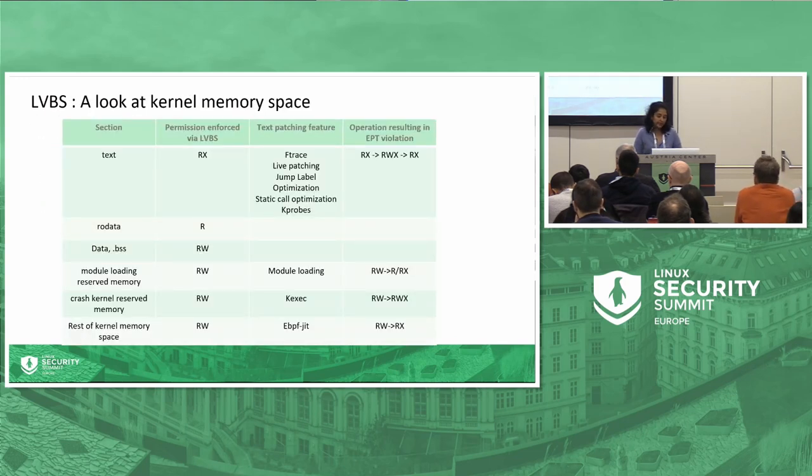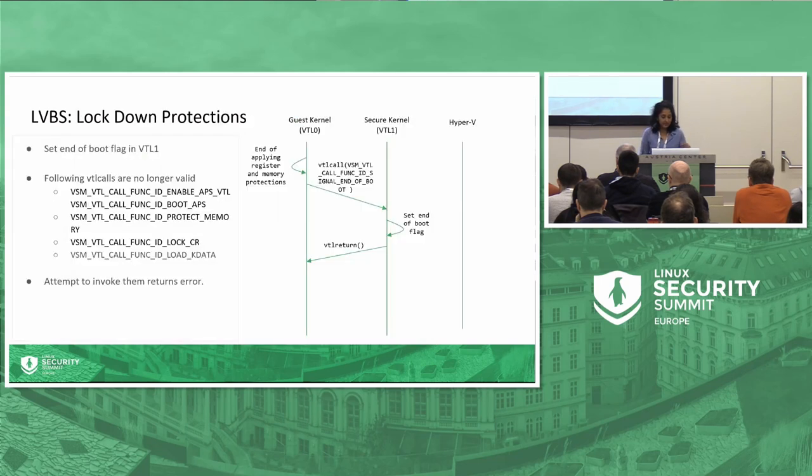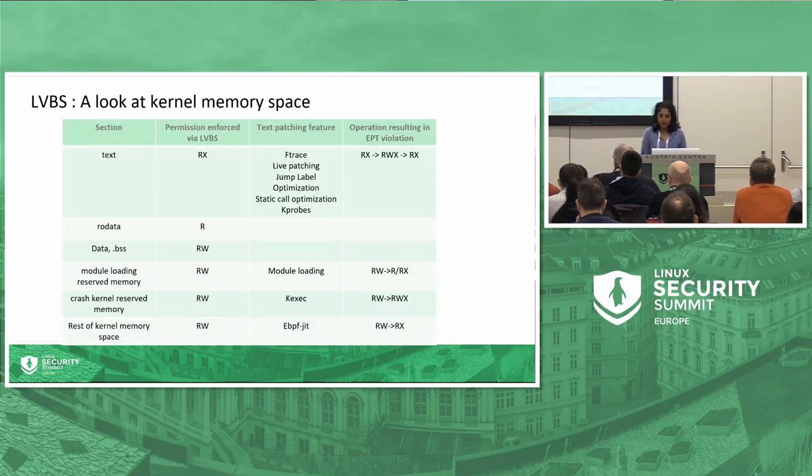So this brings us to the point where we had implemented up to here, and we had the kernel working, we had LVBS working, but none of these features working, okay? Because the kernel is locked down at this point. With the VTL call that we sent before, which said signal end of boot, we lock it down, and we revoke access to any of these VTL calls, and none of these features were working. So then we started enabling these features one at a time. And we have module loading working today, and we are working on some of the other features.